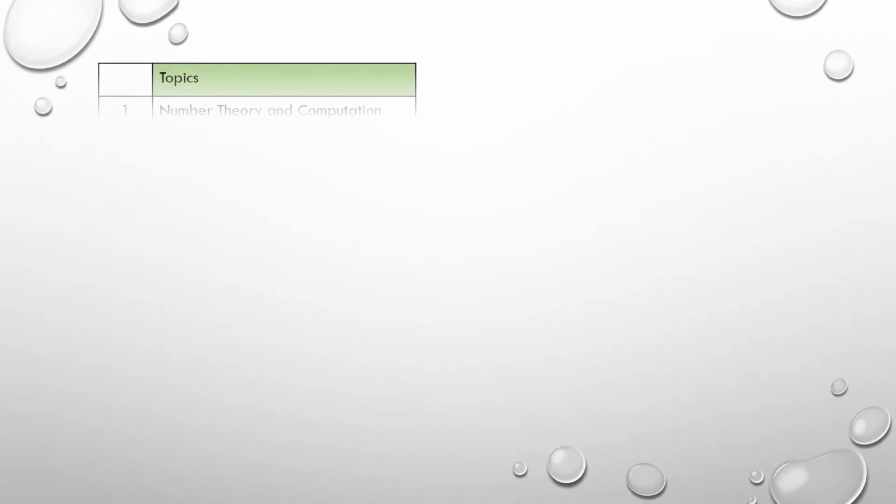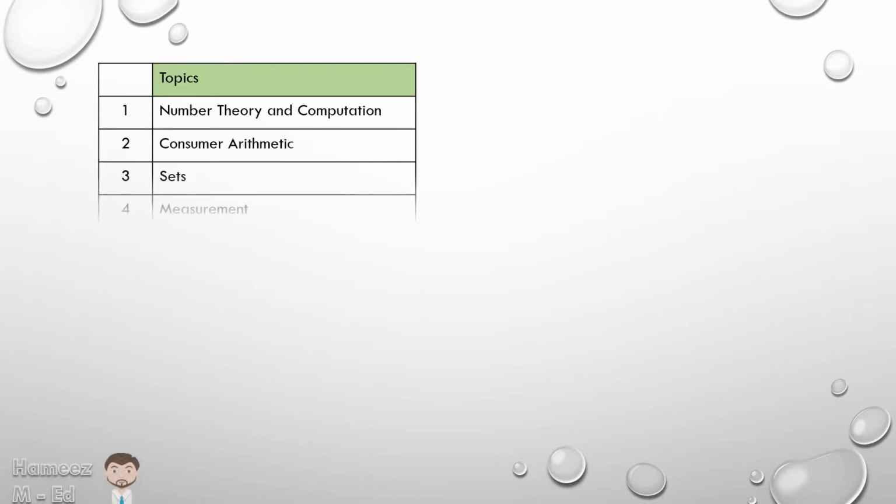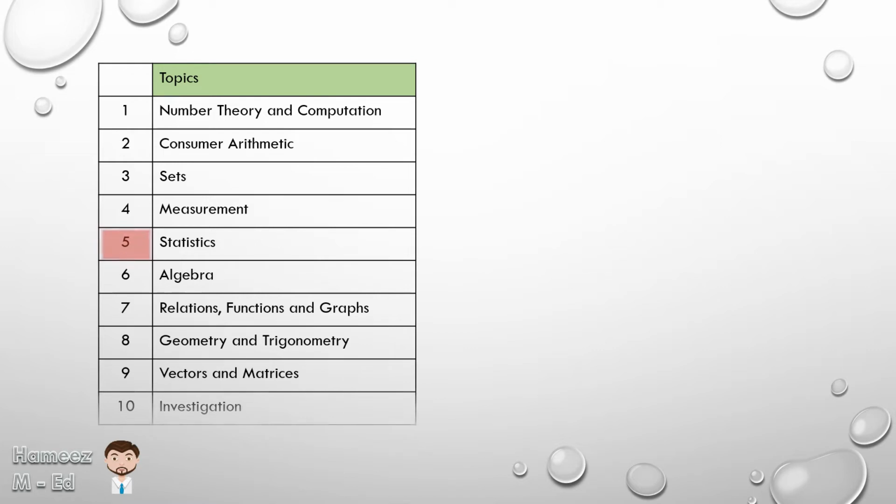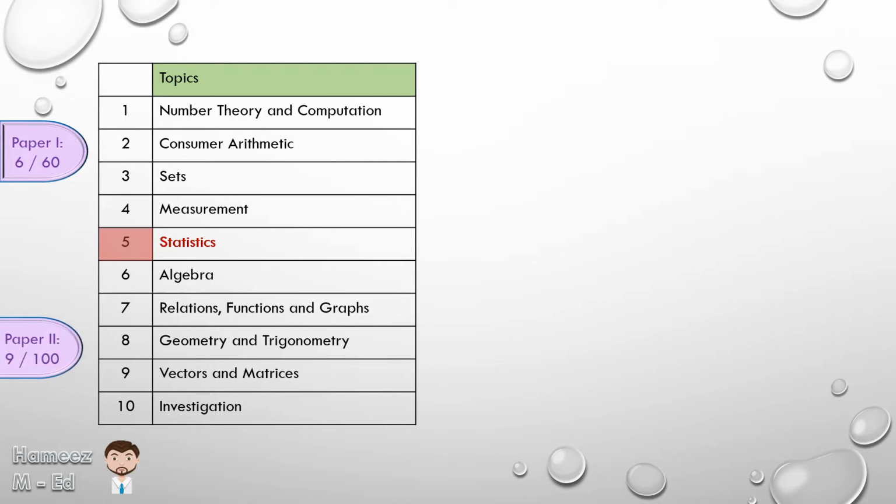Let's look at the 10 major topics in CSEC Mathematics, and our focus in this video is on the fifth topic, statistics. This is tested in the multiple choice paper 1 for 6 questions out of the possible 60, and in paper 2 for 9 marks out of the 100 marks.